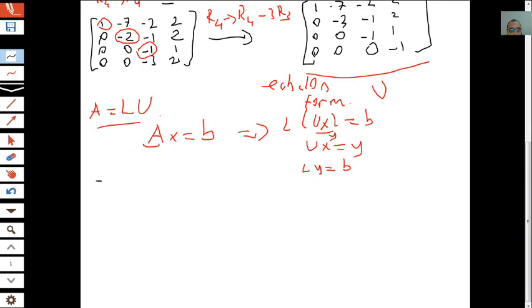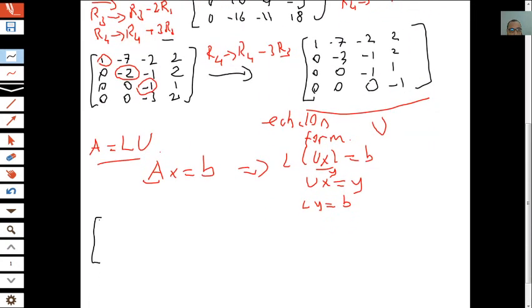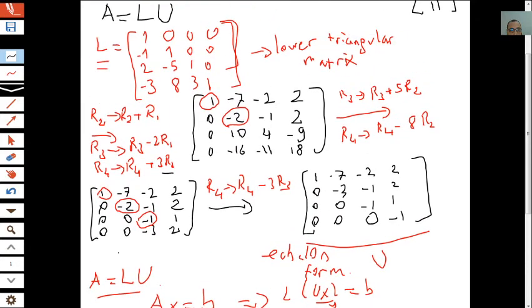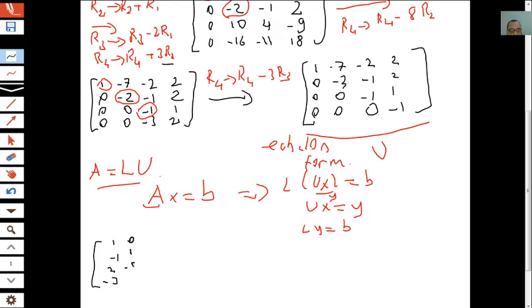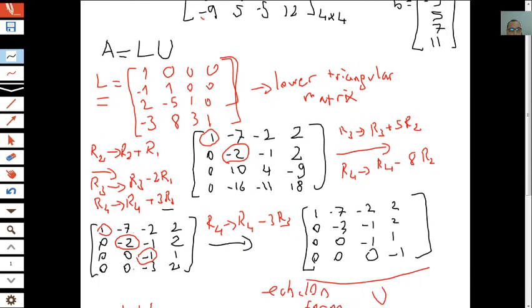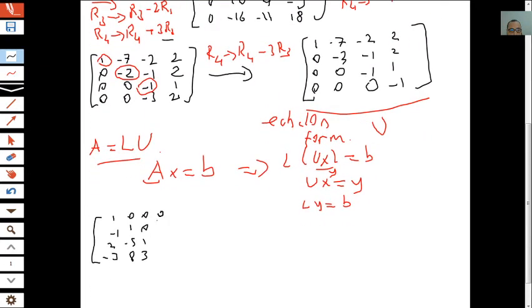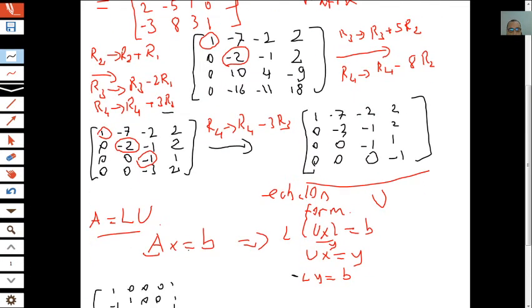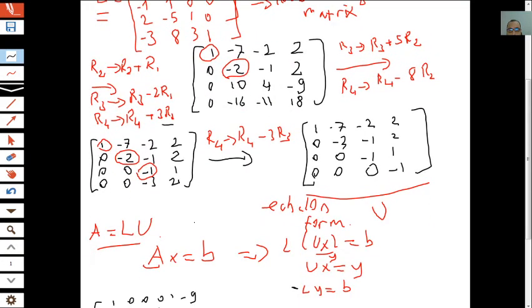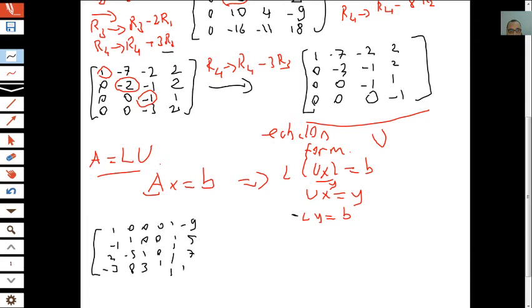So writing again 1 minus 1 2 minus 3, 0 1 minus 5 8, 0 0 1 3, 0 0 0 1, and we write B. This is the augmented matrix of this equation. B has the components minus 9, 5, 7, 11.